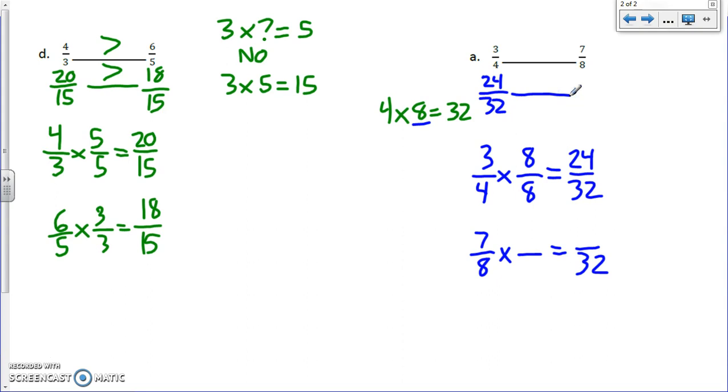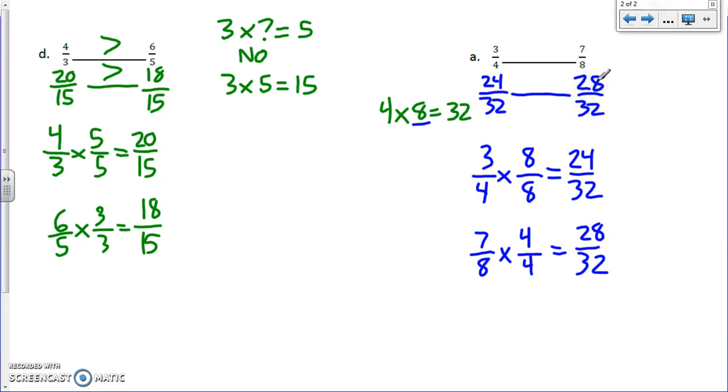Now for the next factor, I have 7/8 times some number over some number is going to equal 32. 8 times 4, if I fill in my denominator, equals 32. If I put a 4 on the bottom, I need to put a 4 on the top. When I multiply my two numerators, which are 7 times 4, I get 28. So up here on the top, I'm going to keep my denominator of 32 and 28.